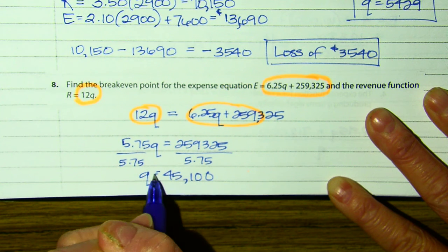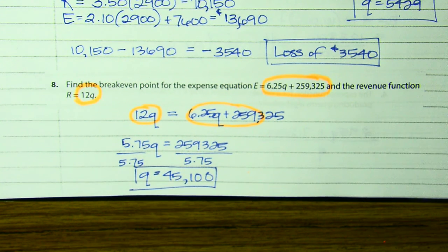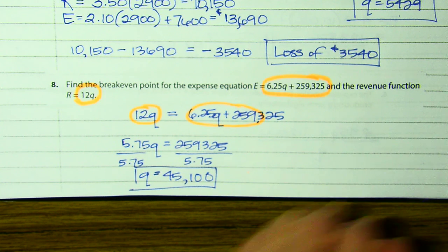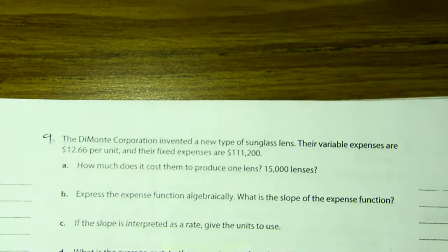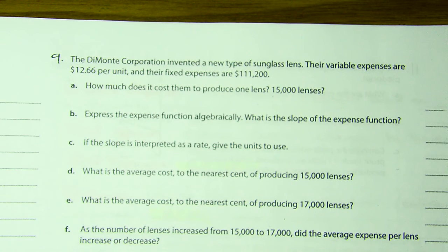45,100. So they would have to sell 45,100 products in order to break even. It's a lot. Their expenses must be quite a lot. All right, number 9 has lots of parts, but you do have one like this on your homework, and so that's why I'm going over it.